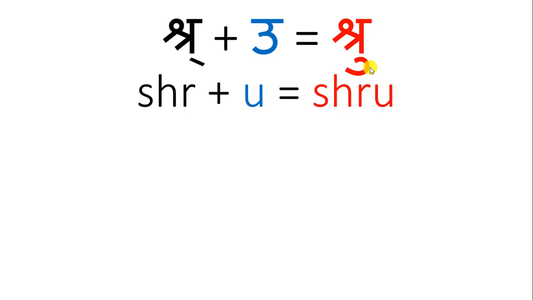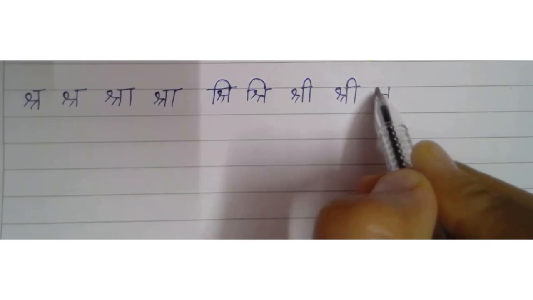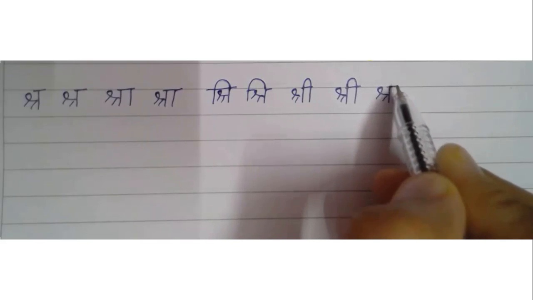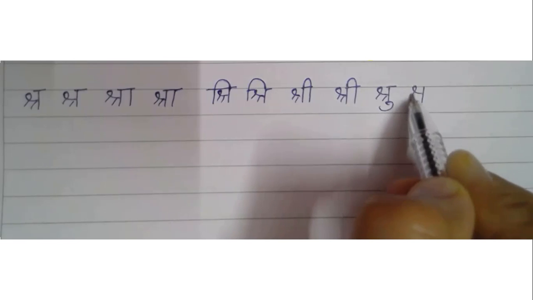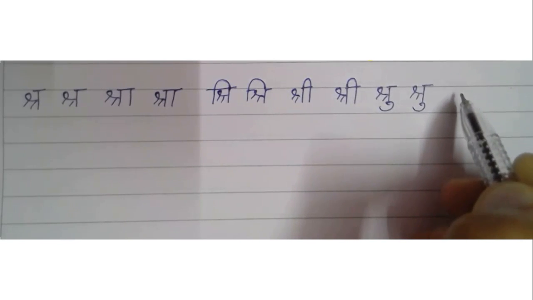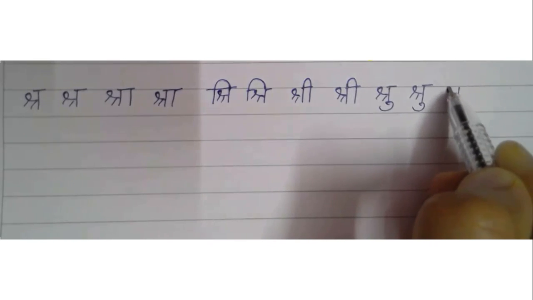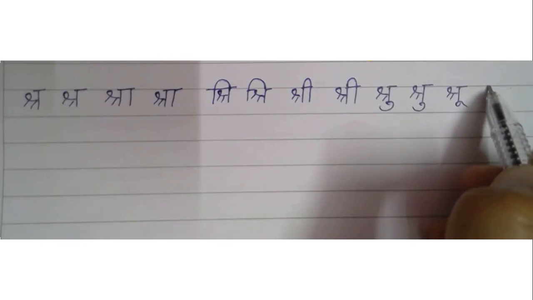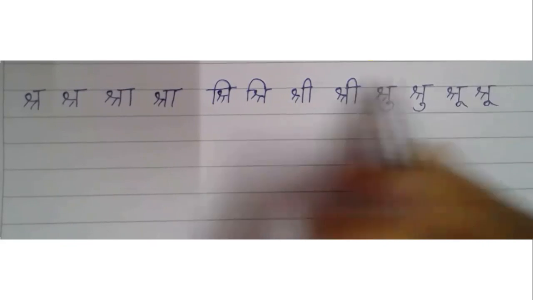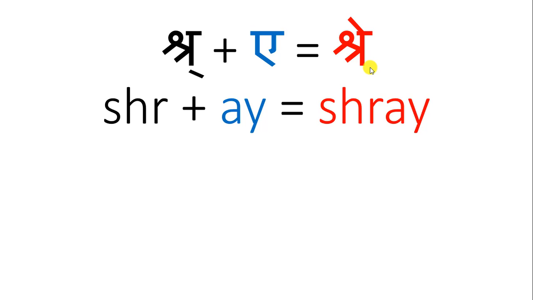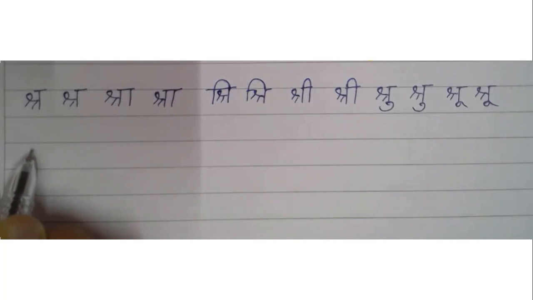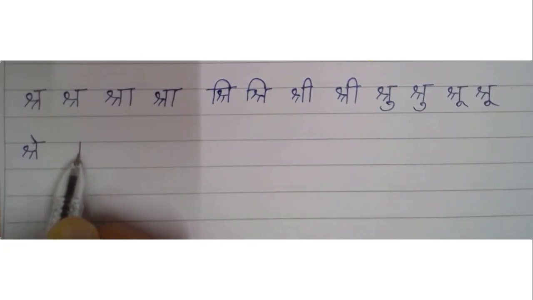Next sound is shru, and shru is written like this. Next is shroo, and shroo is written like this. Next sound is shre, and shre is written like this.